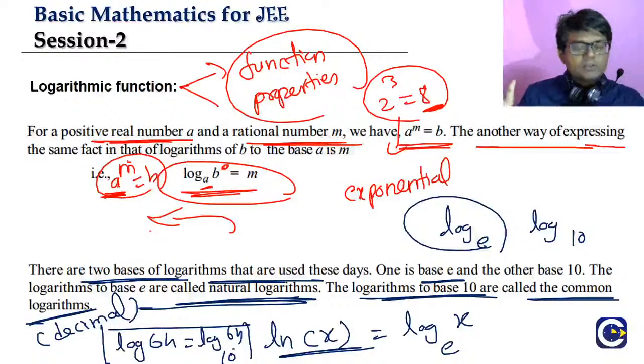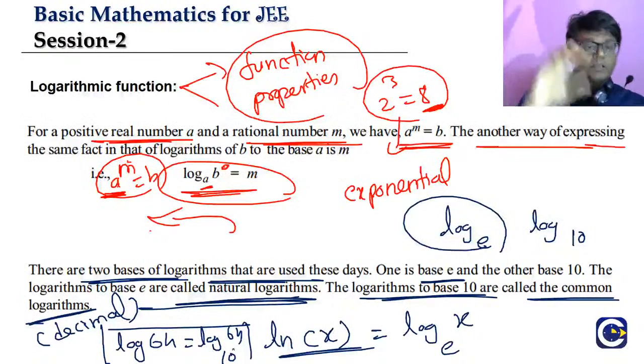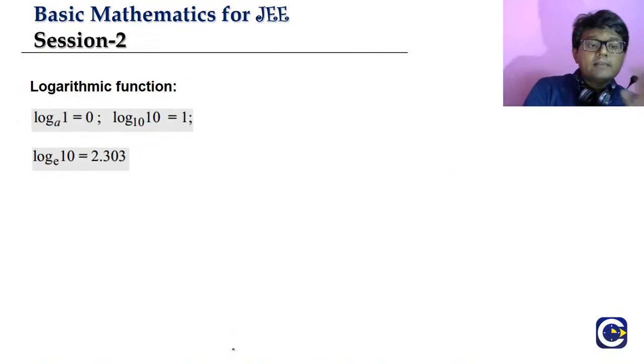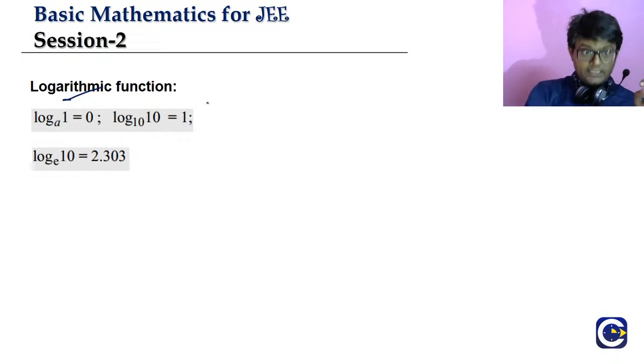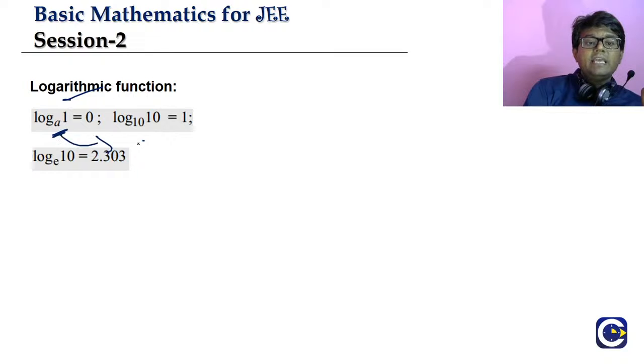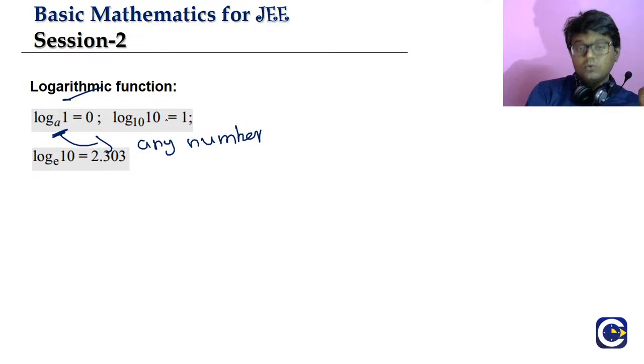Okay. So this is a quick intro into the logarithmic function. So we look at some of the common logarithms. Log of 1 to the base a. Here a can be any number. Log of 1 to the base a. What is the value? 0. Why? You take any number a. Power 0 is what? 1. Any number like 2 power 0 is what?